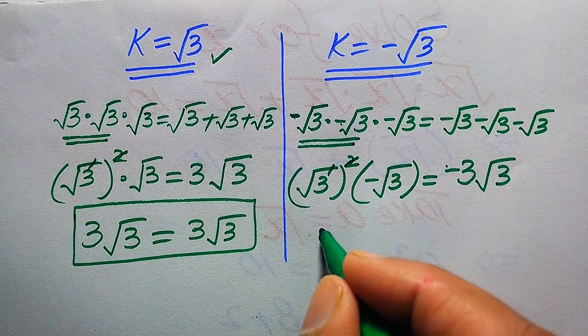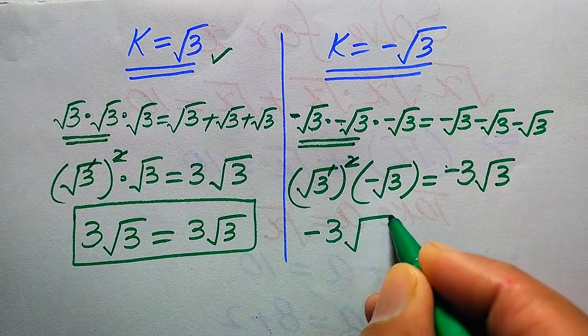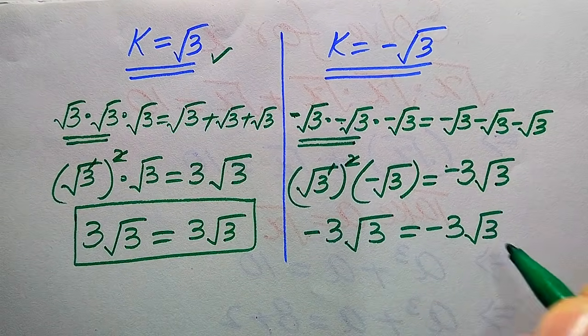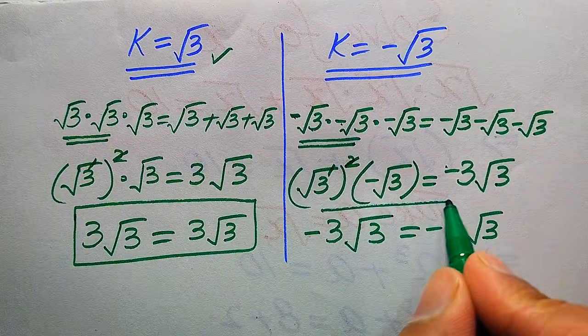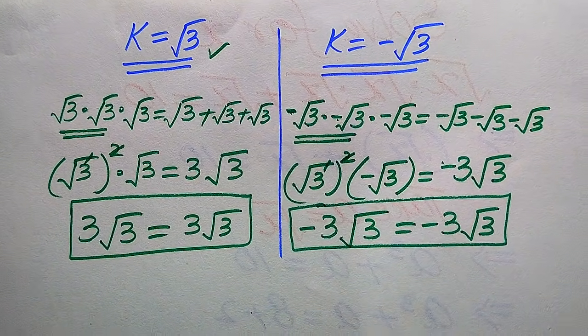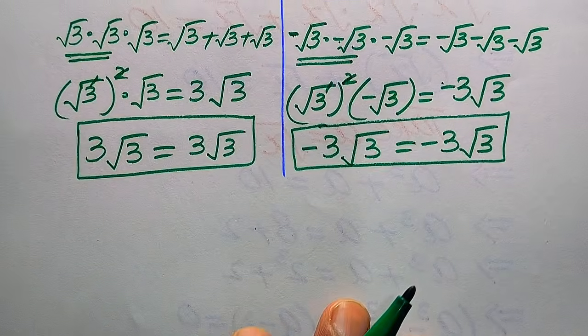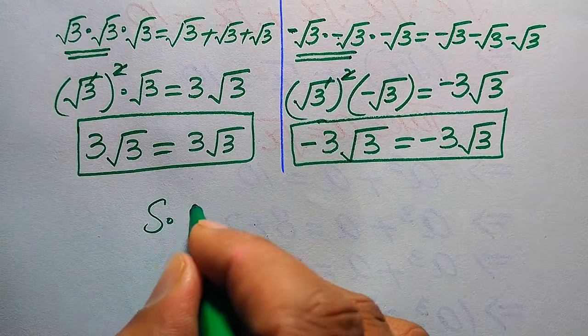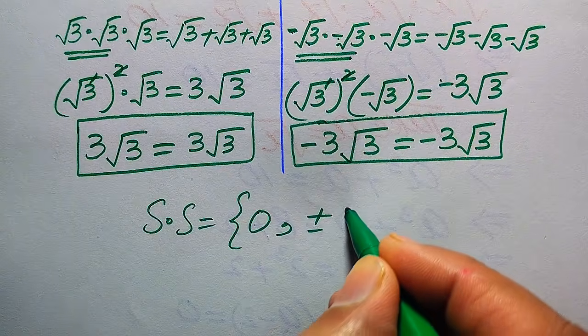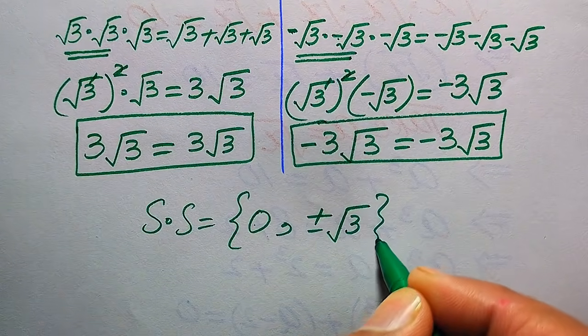So the square and square root are gone, and we get minus 3 times square root of 3 equals minus 3 times square root of 3. So this shows that again both of the sides are equal. It means that all three roots of the given equation satisfy the given question statement. And finally we have the solution set of the given question is 0 and plus minus square root of 3.